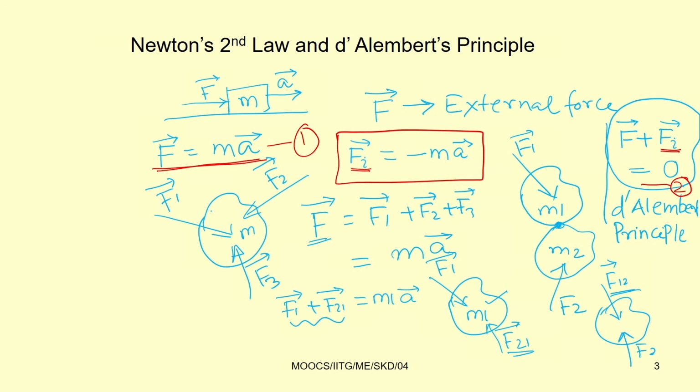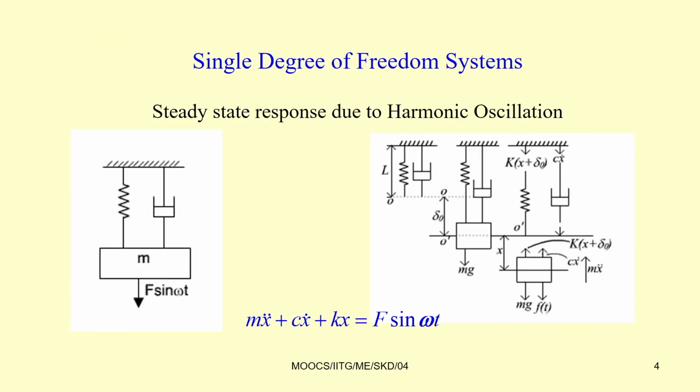If a number of degrees of freedom are there, for each degree of freedom we have to first find what is the inertia force acting. Then the external force plus the inertia force we make equal to 0 to find the equation of motion. So now you know Newton's second law and the D'Alembert principle. Let us apply them to some systems and study the equation of motion of the system.